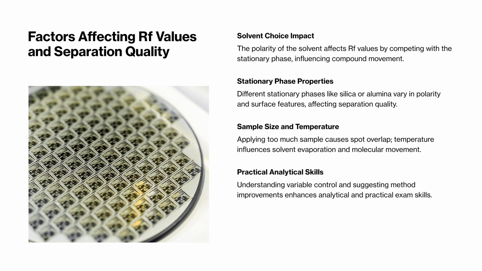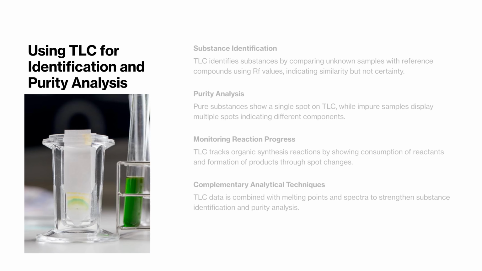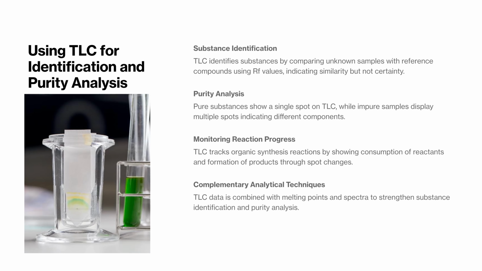The amount of sample applied is another critical factor, as overloading the plate can cause spots to spread or overlap, reducing resolution. The size and uniformity of the stationary phase particles also affect separation efficiency, though this is more relevant to industrial contexts. Thin-layer chromatography is commonly used to identify substances and assess their purity.